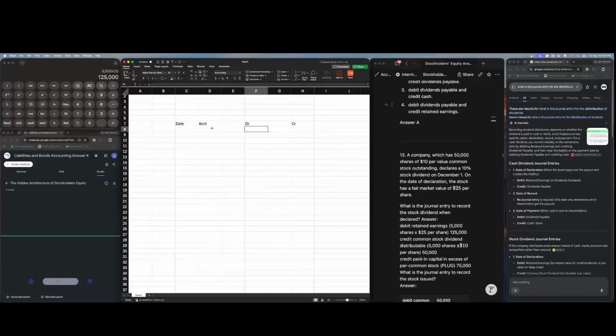So the journal entry to record the dividend when it's declared would most likely be: retained earnings and the stock dividend distributable.